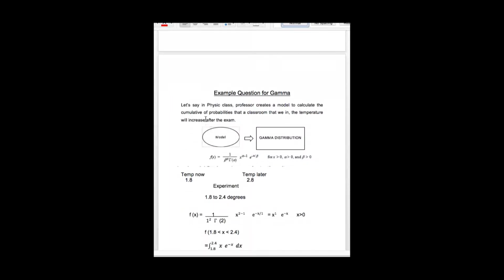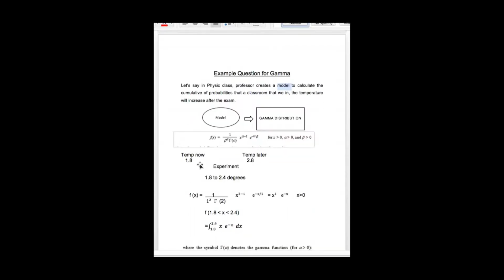Then this is an example question for gamma. Let's say in the physics class, the professor creates a model to calculate the cumulative probability that the temperature in the classroom the students are in will increase after the exam. The model is the gamma distribution. Let's say the temperature before the experiment is 1.8 and after the experiment is 2.8, and the experiment goes from 1.8 to 2.4 degrees. This is the formula for the gamma.